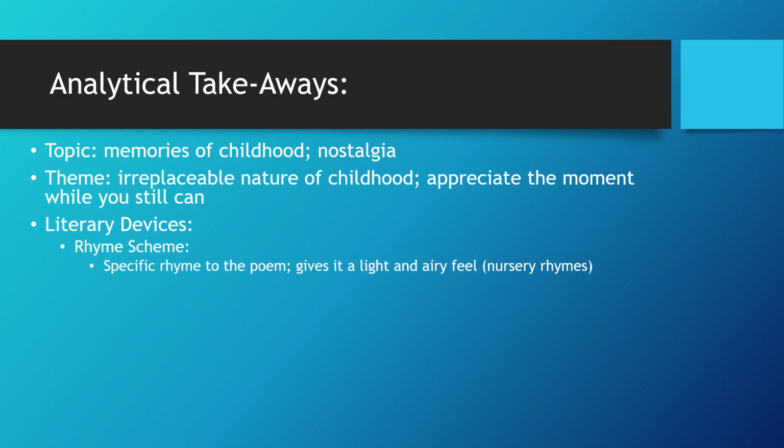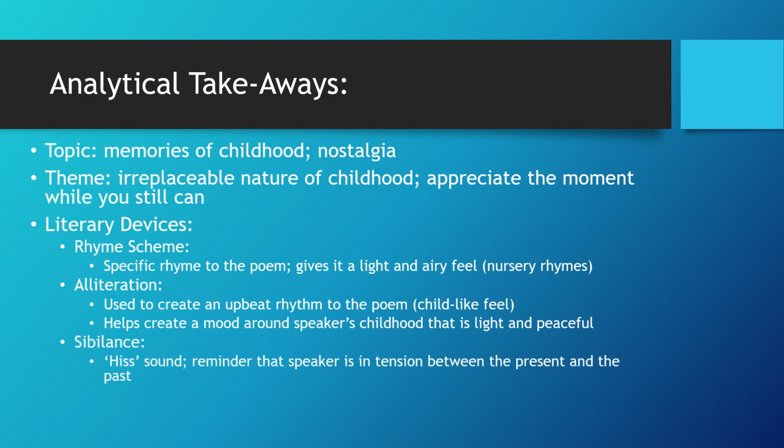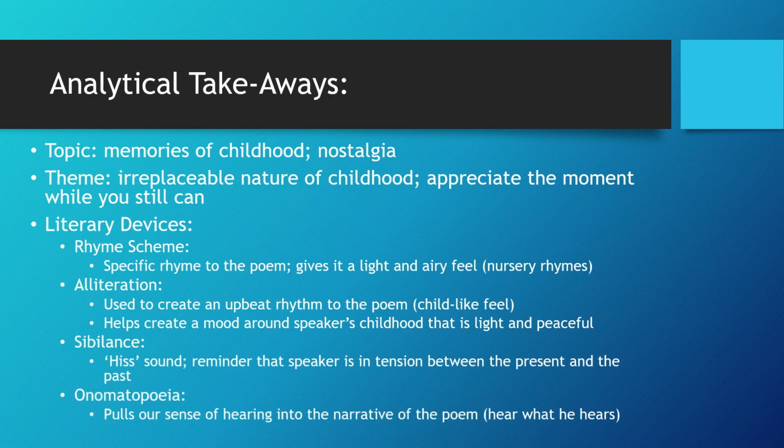Then just again a reminder of what sort of literary devices I'm looking at. So one, the rhyme scheme that's created. I do see that I have this rhyme scheme, and it helps to give this light and airy feel to the poem. I've also identified alliteration, sibilants, and finally onomatopoeia, and how all of these help to impact the tone and mood of my poem.